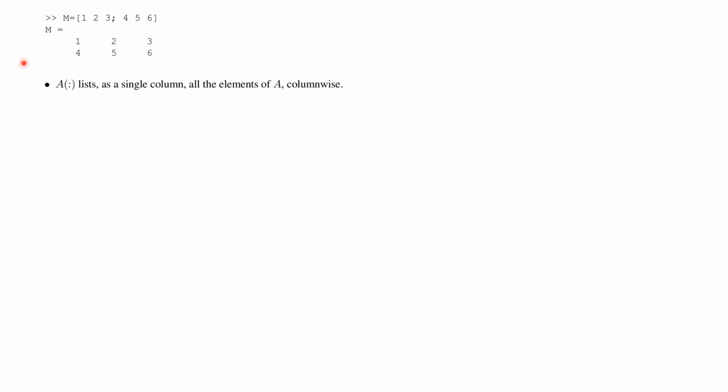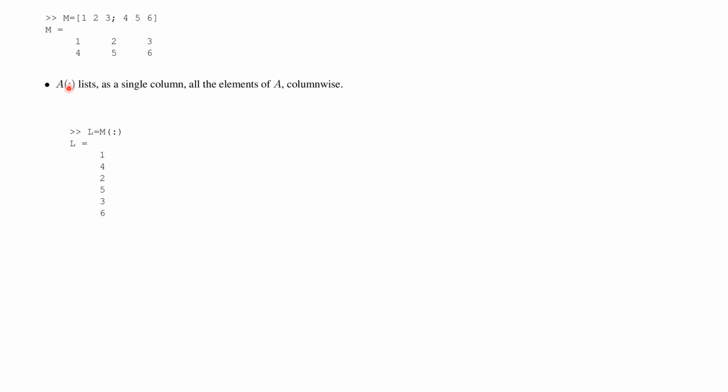Let's give ourselves that matrix again. Instead of A(i,:), which extracts the ith row, or A(:,j), which gives you the jth column, A(:) lists all of the elements, and it does it in this way. It goes down column 1, puts it there, then down column 2 and puts it underneath it, down column 3 and puts it underneath. So it always makes a column.